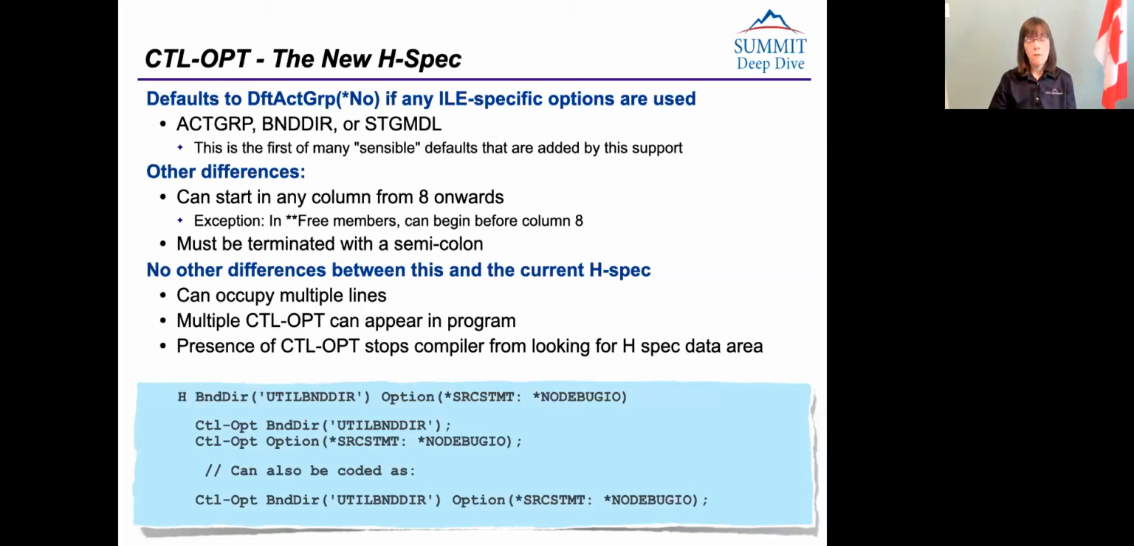It can either overflow onto multiple lines, or you could put multiple control ops in there if you want. The presence of the control op will stop the compiler looking for an HSpec data area. If you're familiar at all with that, I find most RPGers are not familiar with that. I kind of had to learn that myself because that was something that was new to me when I found out about that rule.